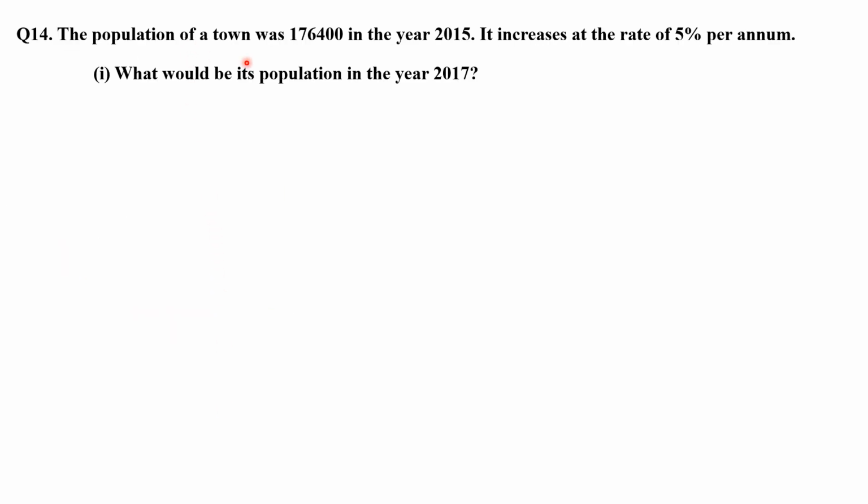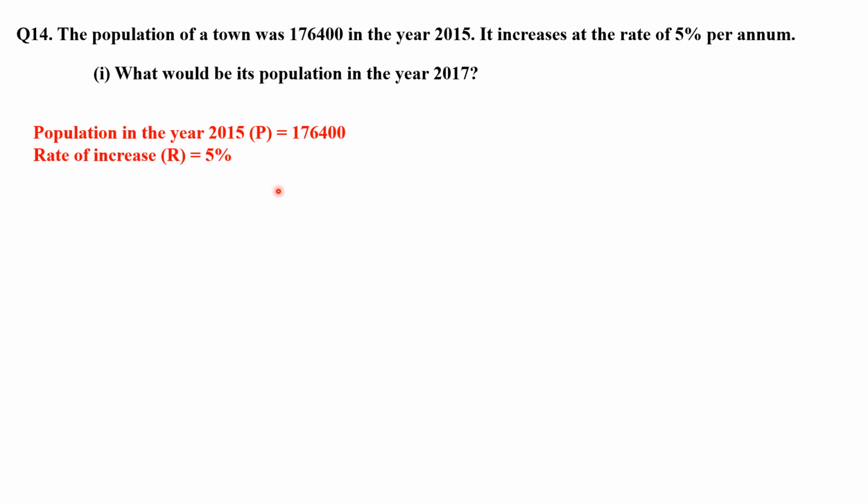Question number 14. The population of a town was 1,76,400 in the year 2015. It increases at the rate of 5% per annum. What would be its population in the year 2017? So these questions are the application of compound interest formula question, isn't it? So here the present population is given as 1,76,400. Rate is given as 5%. Time will be, you can see from here 2015 to 2017. So there are 2 years. So time is 2 years, and you have to find the population in the year 2017.